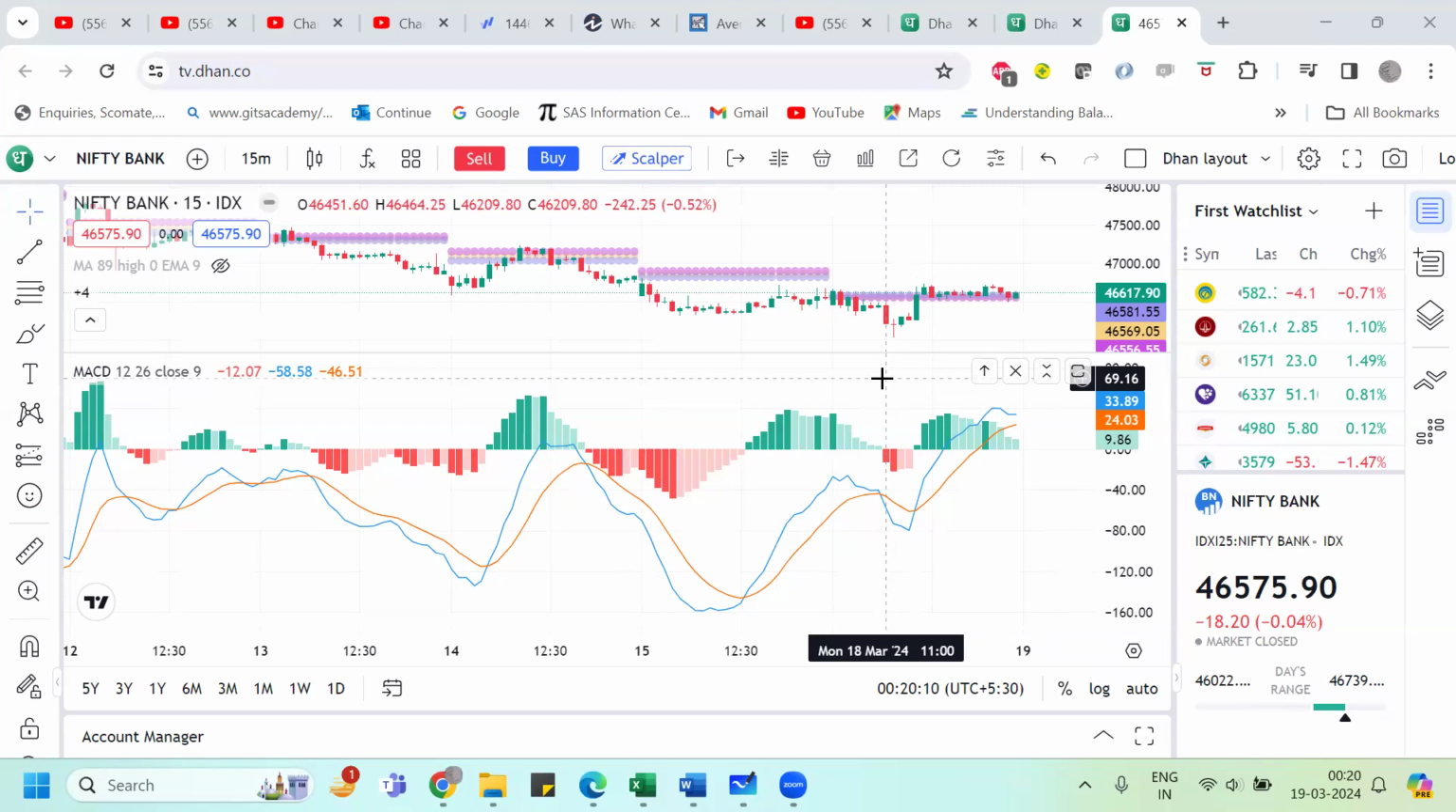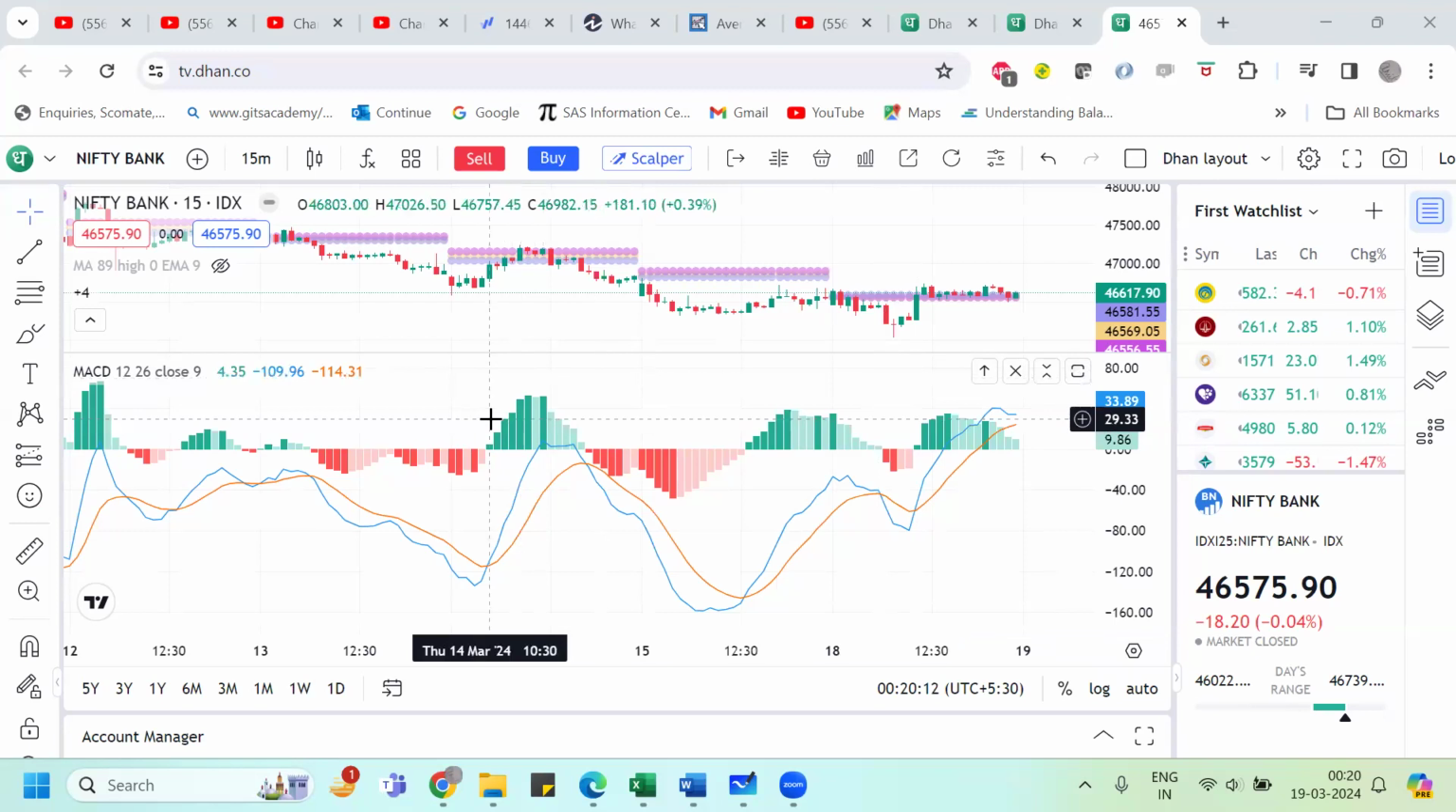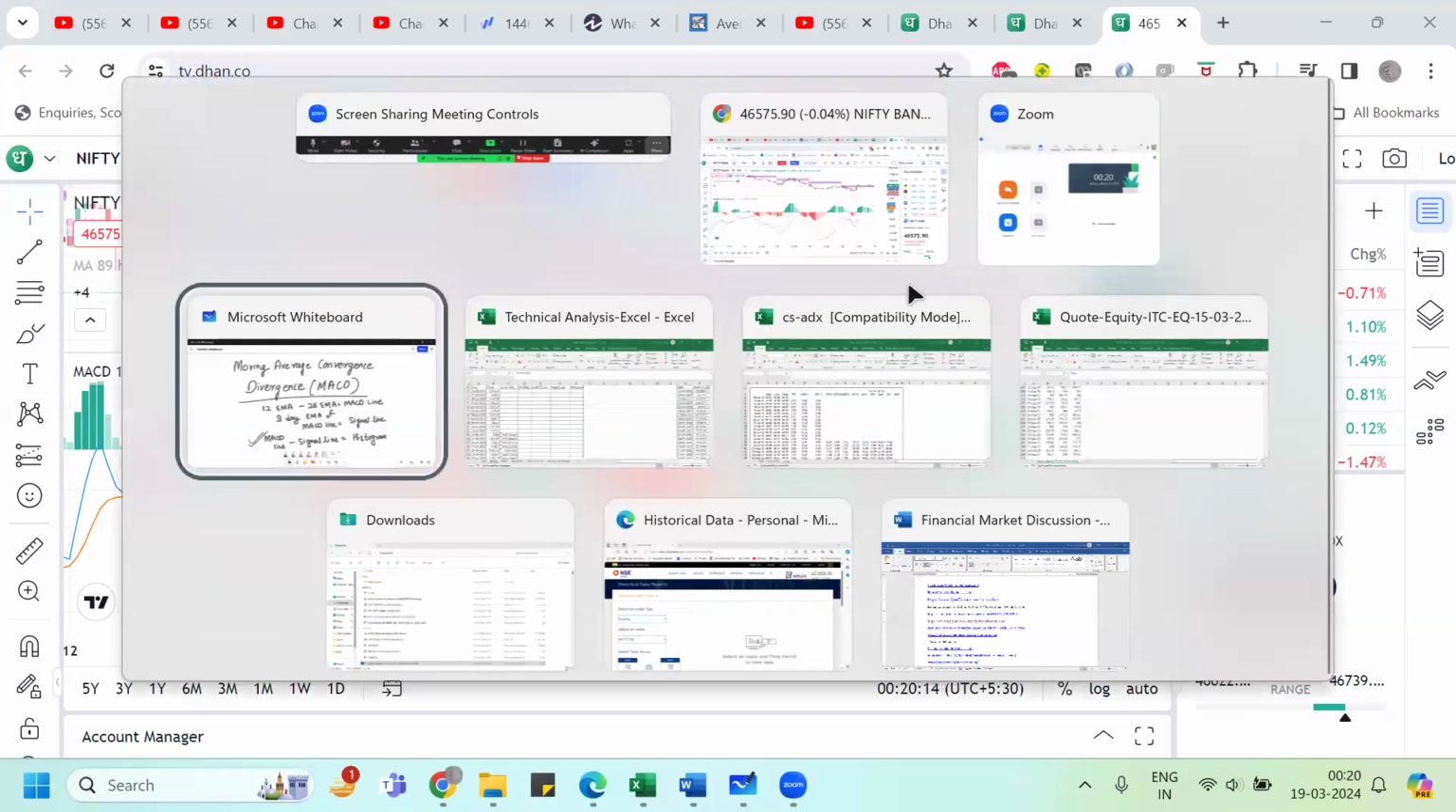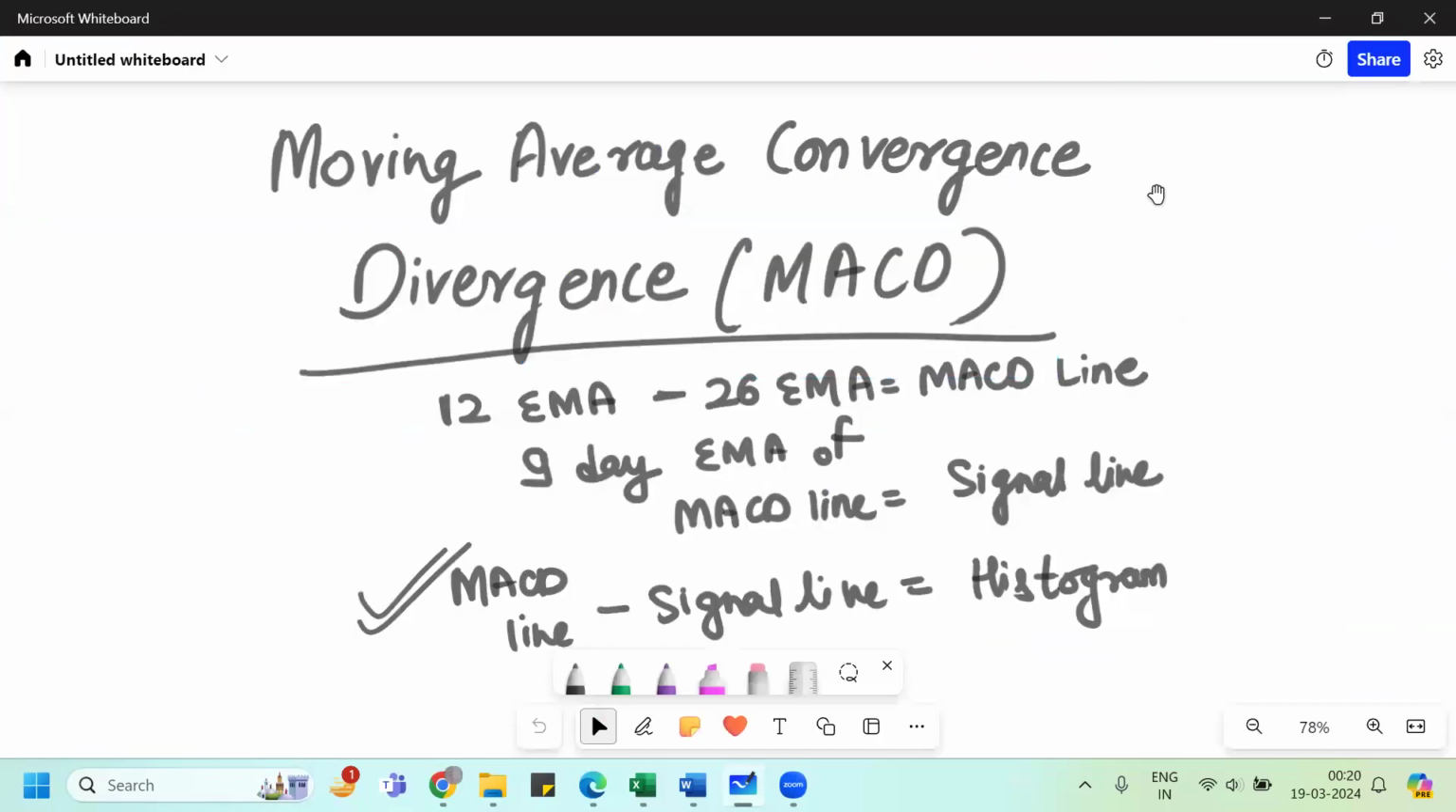So, in this class, I'll talk about MACD. MACD basically means moving average convergence divergence. When we work on MACD, we are working on the difference between the exponential moving average of 12-day EMA and 26-day EMA. We find the difference of both, and that we call the MACD line.